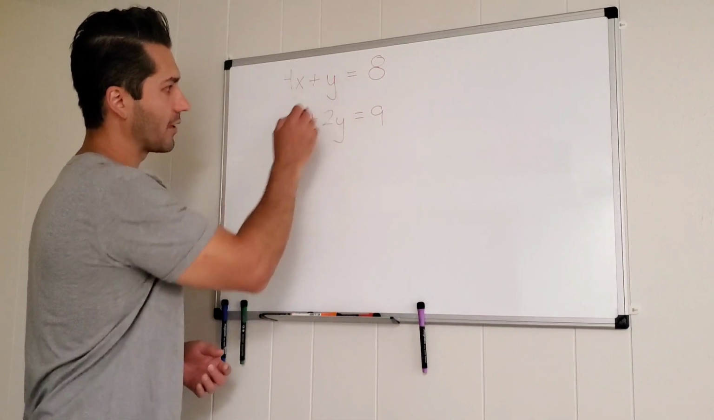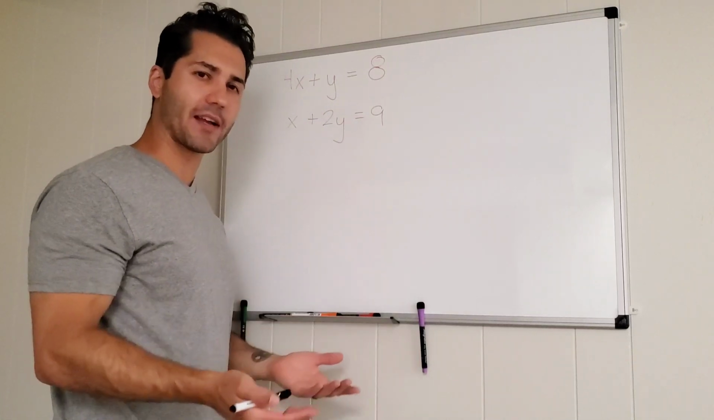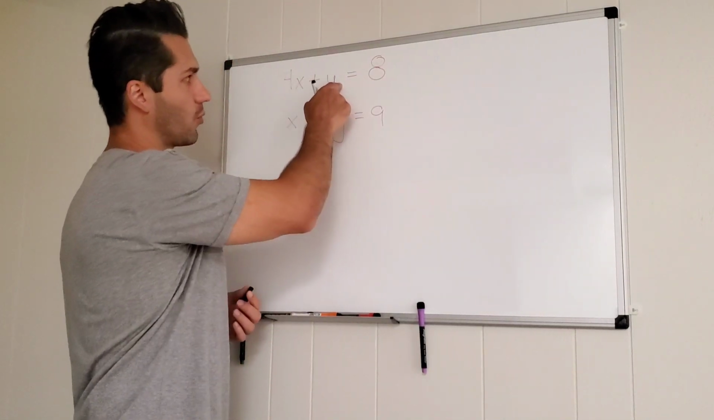You have a y here and you have an x here. So most people kind of opt for the y by itself. You just get trained for that in slope-intercept form. So what I'm going to do is I'm going to put this first one in slope-intercept form.